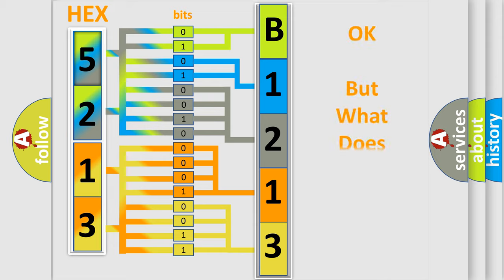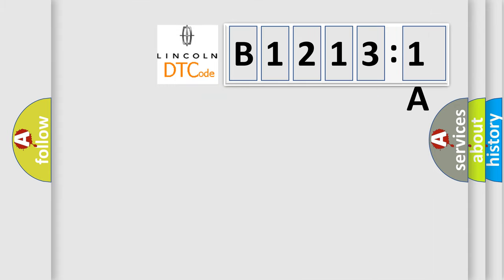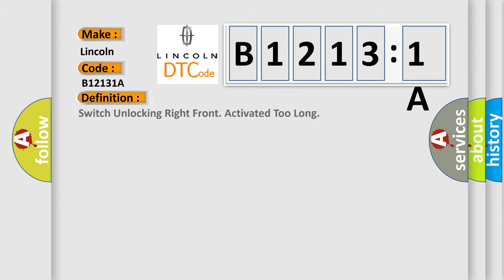The number itself does not make sense to us if we cannot assign information about what it actually expresses. So, what does the diagnostic trouble code B1213-1A interpret specifically for Lincoln car manufacturers? The basic definition is: switch unlocking right front activated too long.